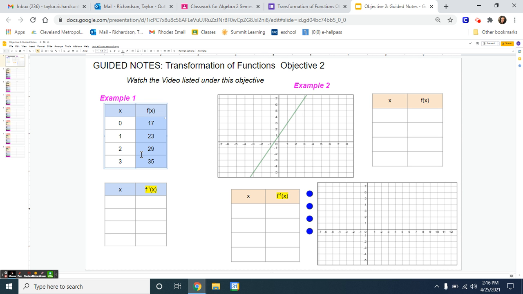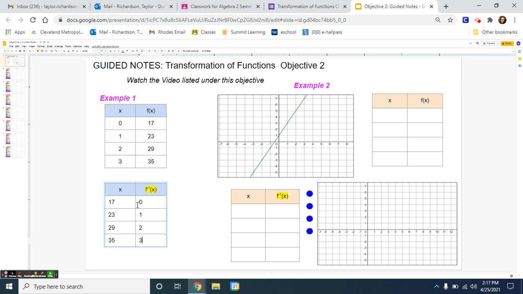Remember, the rule is just switch your x and y. So my first point is 0, 17. I'm going to flip it. So it's going to become 17, 0. Second point is 1, 23. I'm going to flip it. It's going to become 23, 1, and so on. 2, 29 is going to be 29, 2. 3, 35 is going to become 35, 3. So tables are easy. You just simply flip those x and y's. These are opposite or inverse tables of each other.